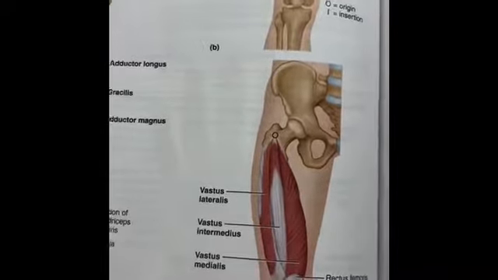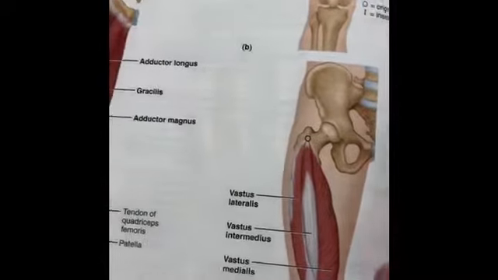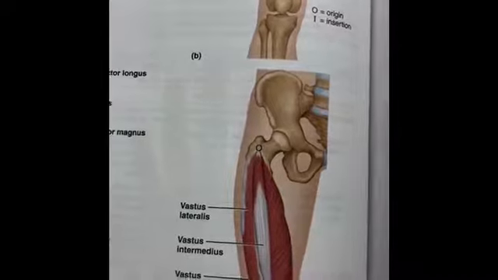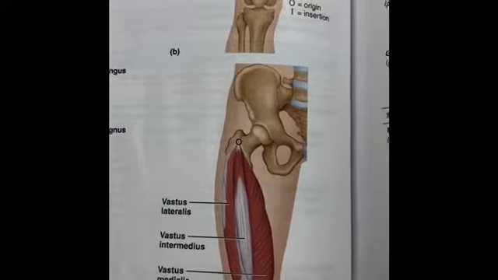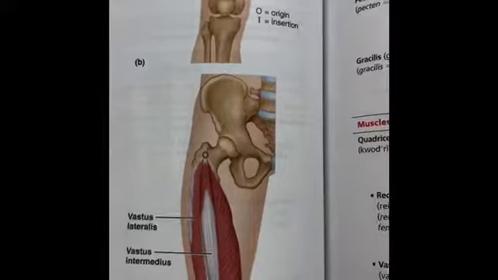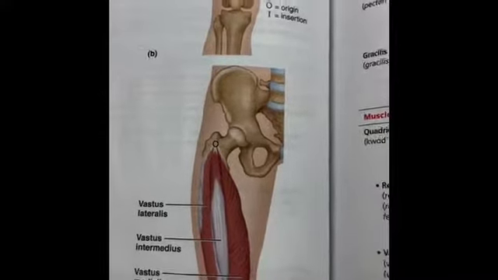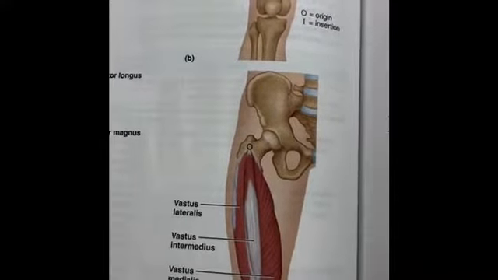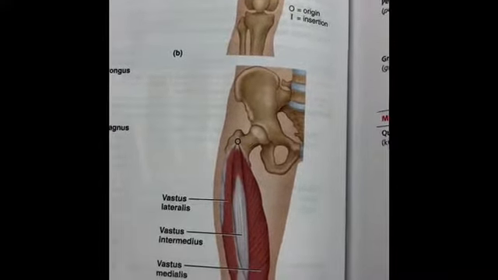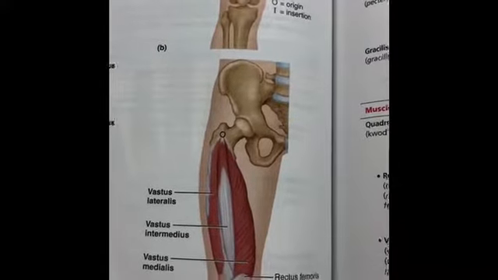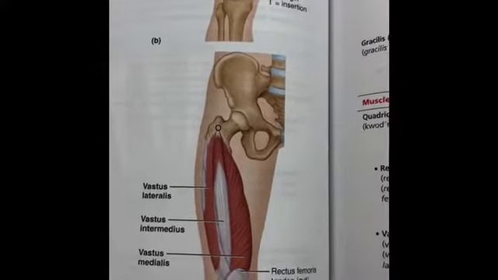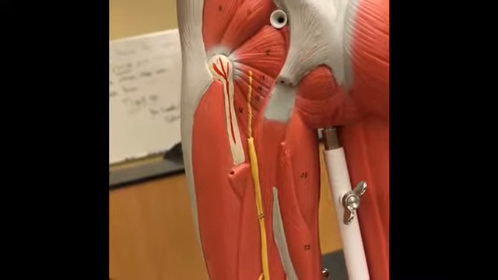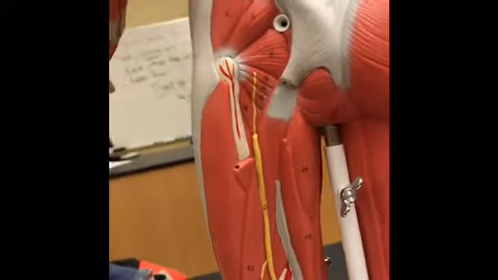The last muscle is the vastus medialis, and that is this muscle right here. The origin is the linea aspera, intertrochanteric, and the medial supracondylar lines. And the insertion is the patella and tibial tuberosity via the patellar ligament, and the action is that it extends the leg.